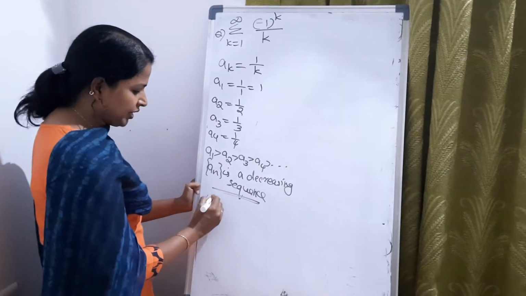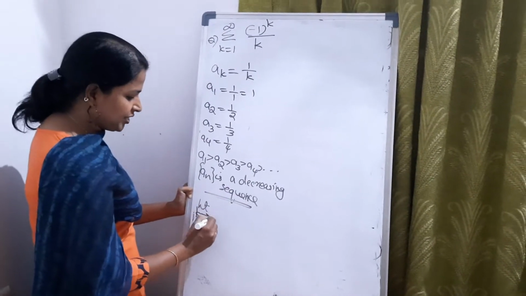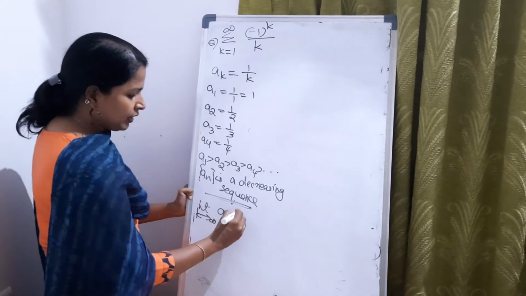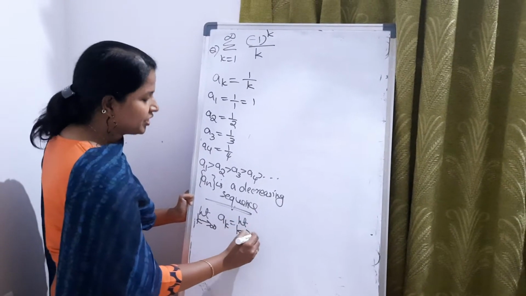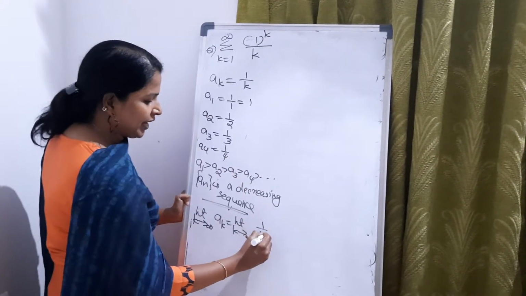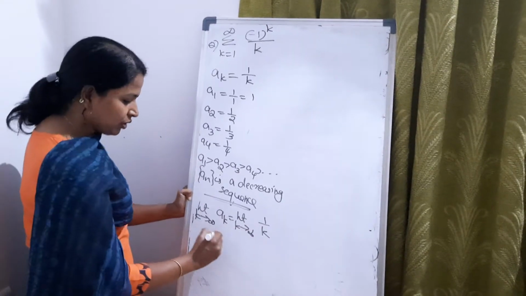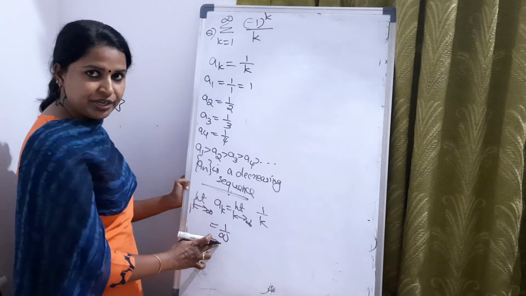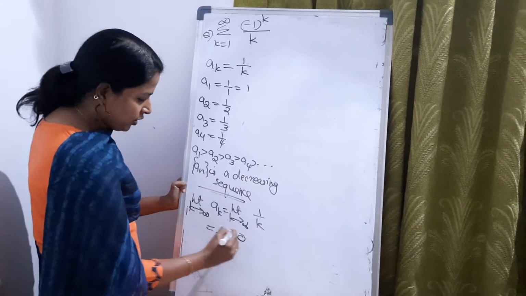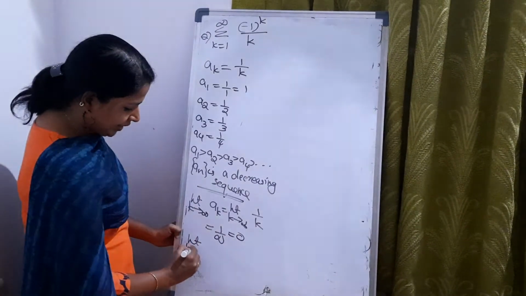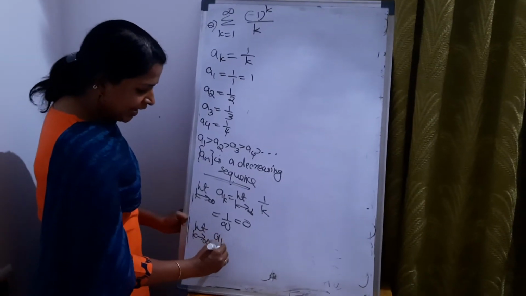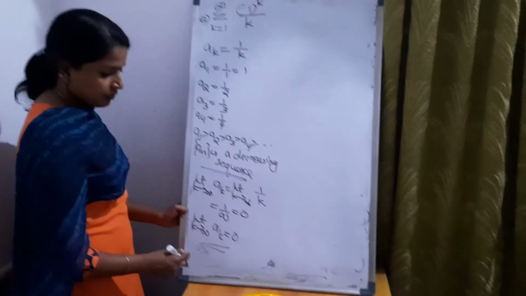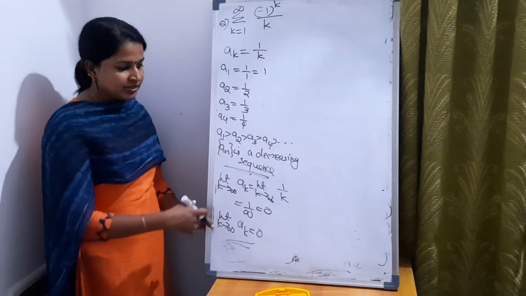Then the second condition: limit k tends to infinity of a_k. That is, limit k tends to infinity of 1 by k, which is equal to 1 by infinity. Put k equal to infinity: 1 by infinity. A number divided by infinity is 0. So the limit as k tends to infinity of a_k equals 0. That is, the second condition is satisfied.